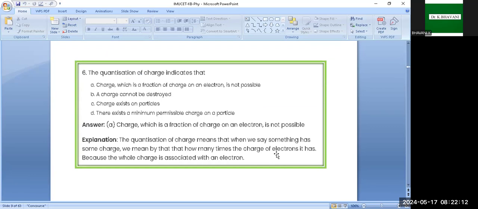And next, the quantization of charge, which indicates that a fraction of the charge of an electron is not possible. Based on semiconductors, we know very well that electrons occupy the holes. So we can transfer an electron from a lower electronic state to a higher electronic state, but we cannot calculate a fraction of an electron. We can calculate 1 electron, 2 electrons. So it is impossible.